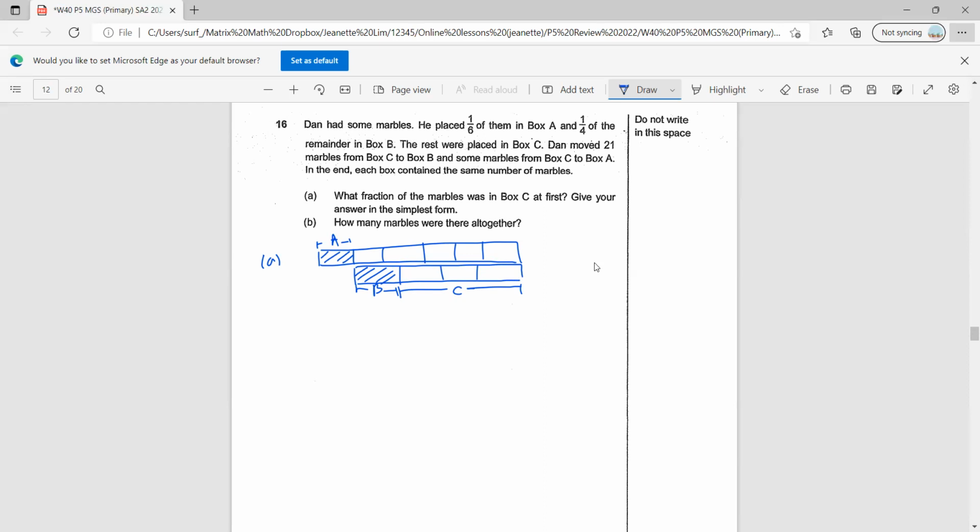So then move 21 marbles from C to B and some marbles from C to A. In the end, each box contains the same number of marbles. Okay, you don't need that one for part B. For part A, they are asking what fraction was in C at first.